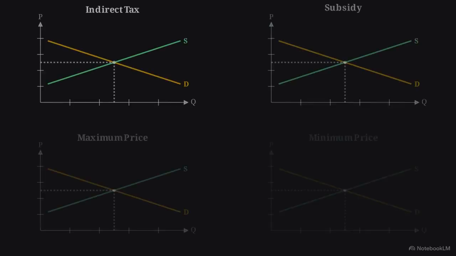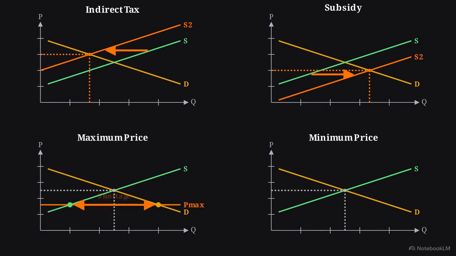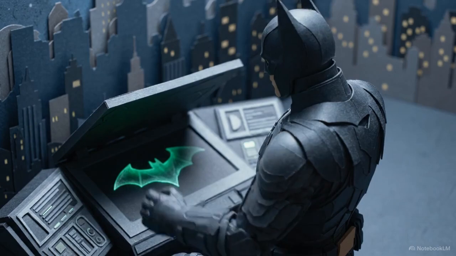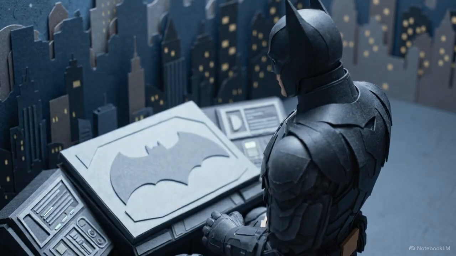Let's review the mechanics. An indirect tax shifts the supply curve left. A subsidy shifts it right. A maximum price sits below equilibrium, causing shortages, and a minimum price sits above equilibrium, causing surpluses. Economic intervention is a calculation of trade-offs, a choice of which market side effects a society will tolerate to correct a greater failure.